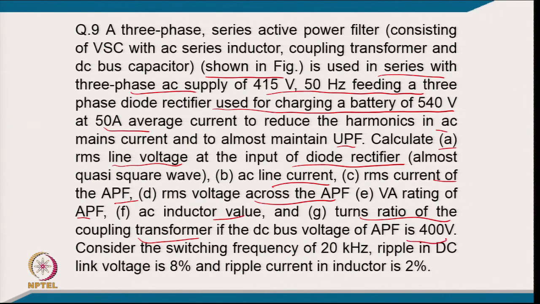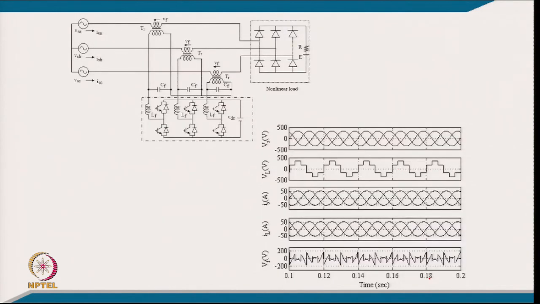If the DC link voltage of the APF is 400 volt, consider the switching frequency of 20 kHz, and the deviation in the DC link voltage is 8% of its reference or nominal value, and the ripple current in the inductor is 2%. So, this is the typical circuit.